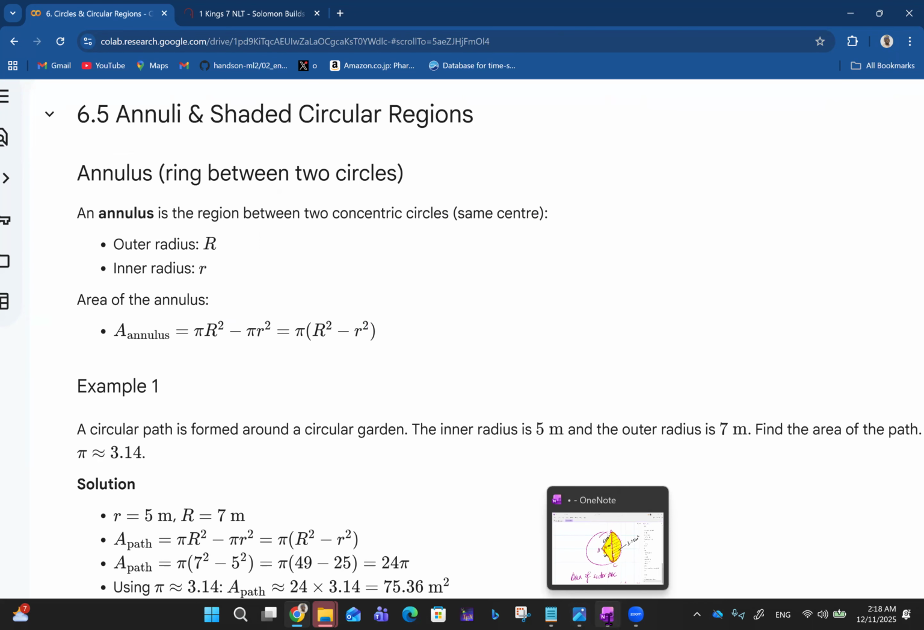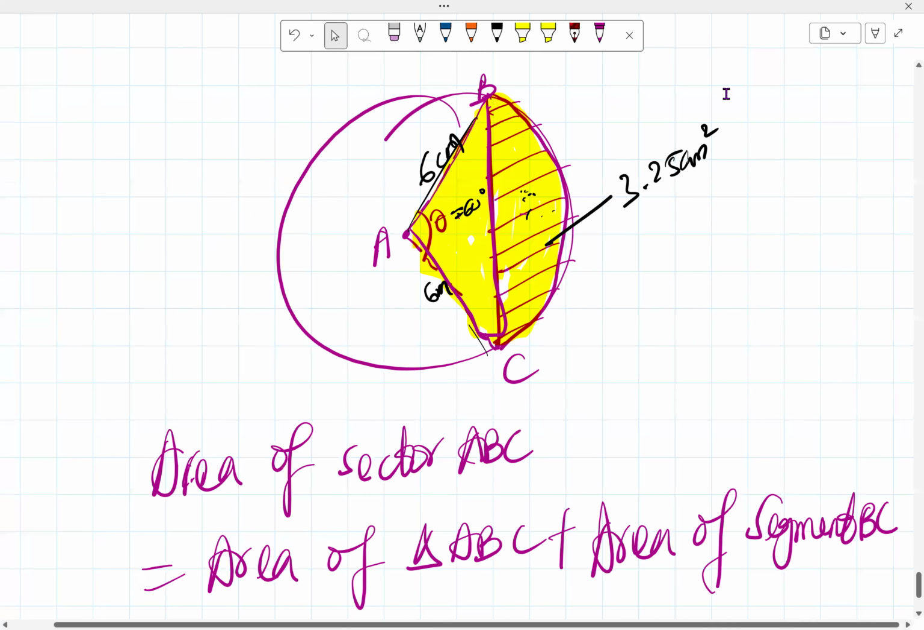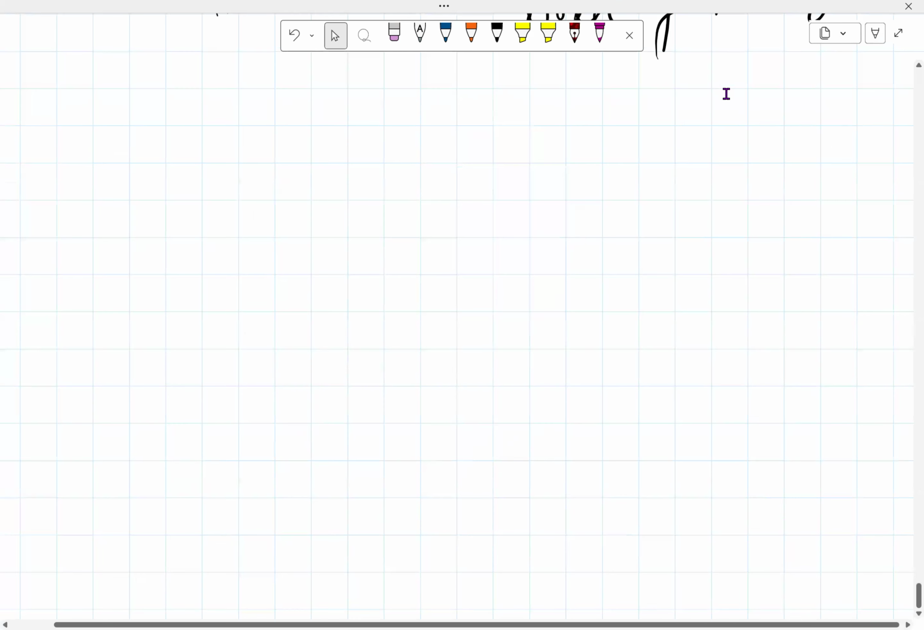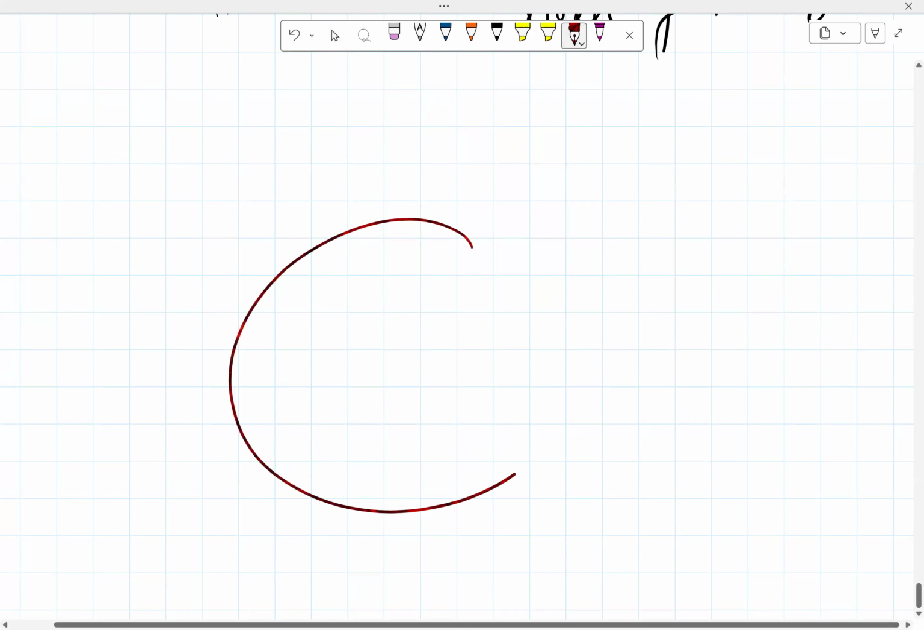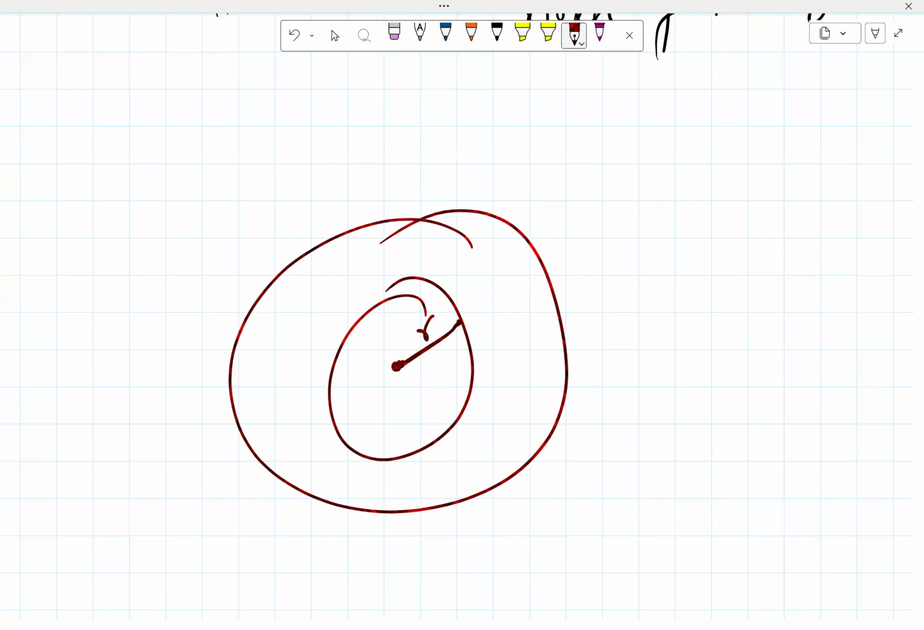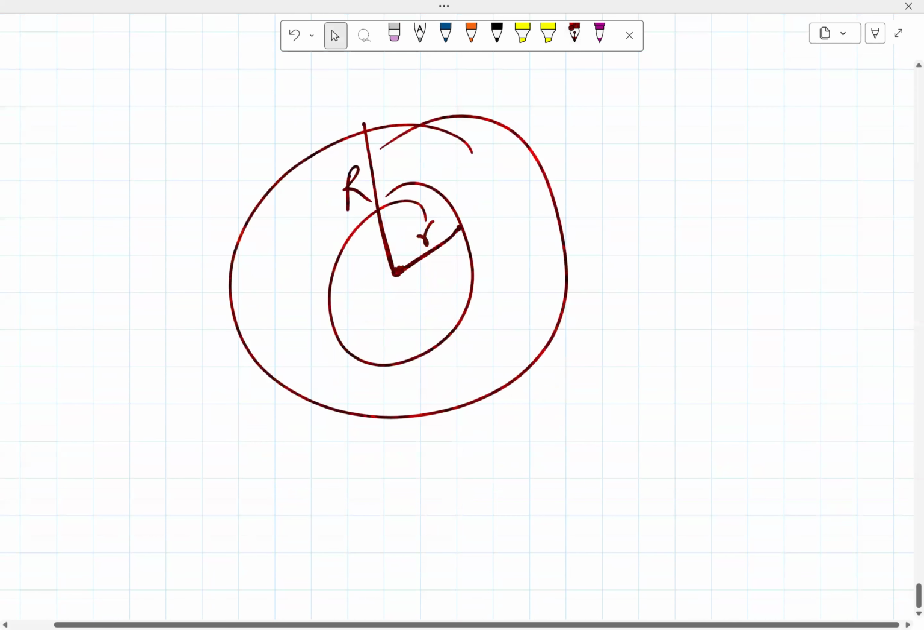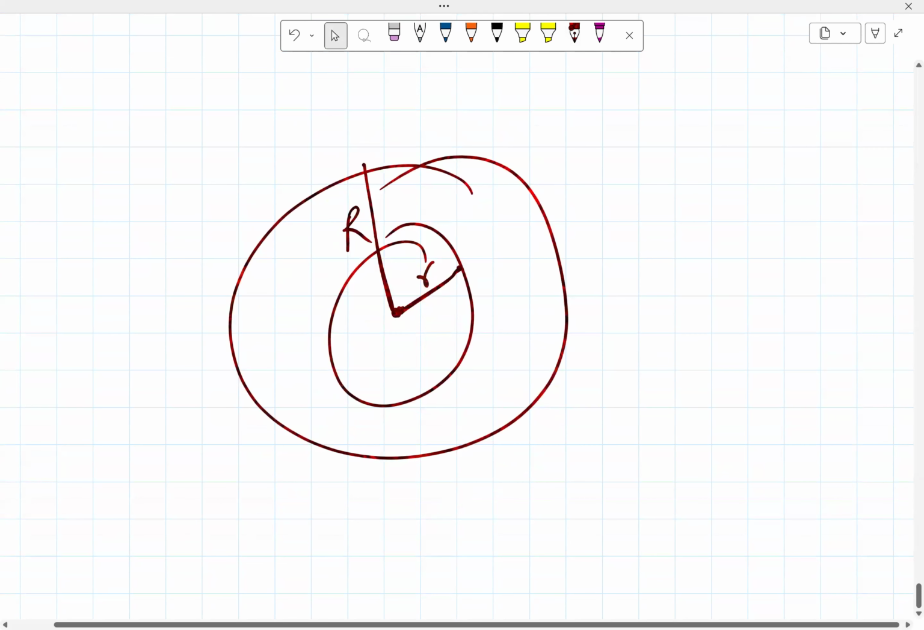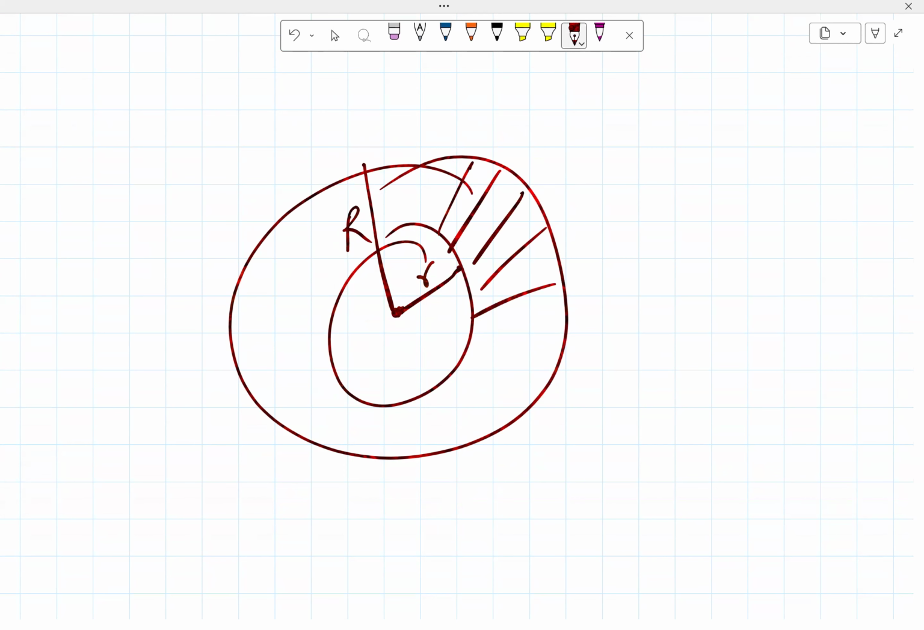So it is the region between two concentric circles. Two concentric circles have the same center. That's the idea. Imagine you have a circle, then you have another circle, and they have a common center. This one has a radius small r, and this one has a radius big R. But the region we actually need is this annulus.